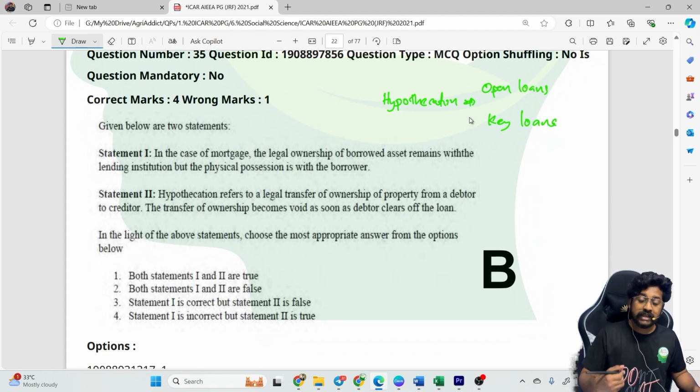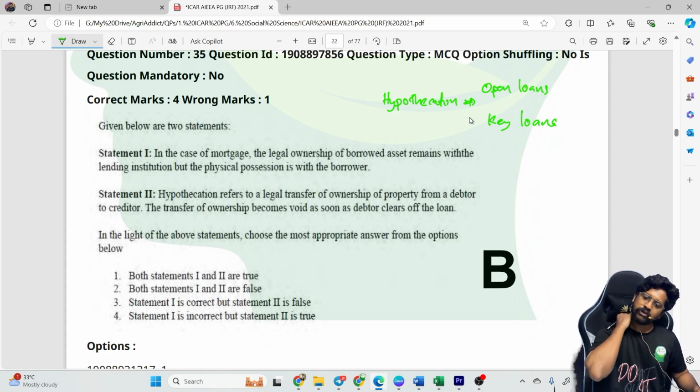But what happens in key loans? In the case of key loans, the legal ownership will be with the lending institution, but the physical possession will be given to the farmer. It happens with some machinery like tractors, because the ownership will be with the lending institution, but at the same time it will be given to the farmer for usage, and from the returns generated he can pay back the charge and take back the legal ownership.